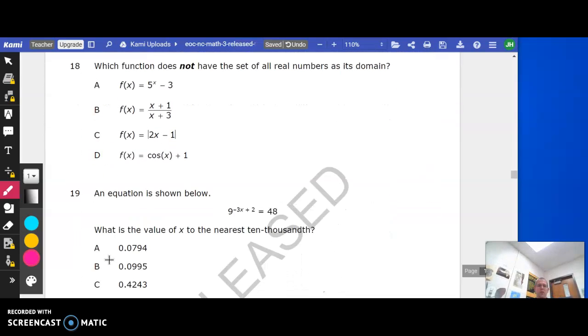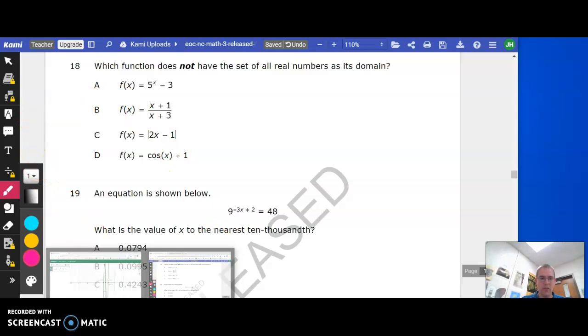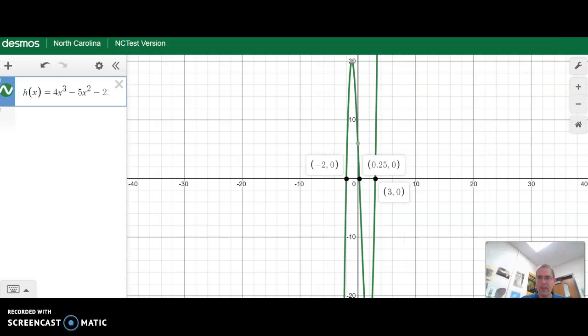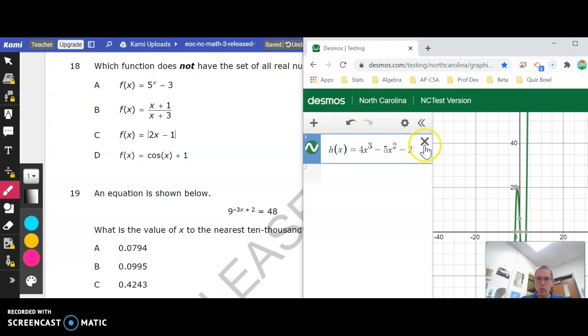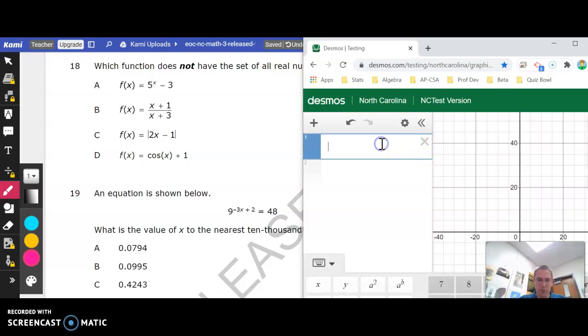Okay, this one wants to know which function does not have all real numbers in domain. Remember, domain of a graph is x values, range is y values. So I'm basically going to be looking for a function that has a gap in its x values, or a problem with the x's. Now, if you remember a few things about domain, you might could speed yourself up.